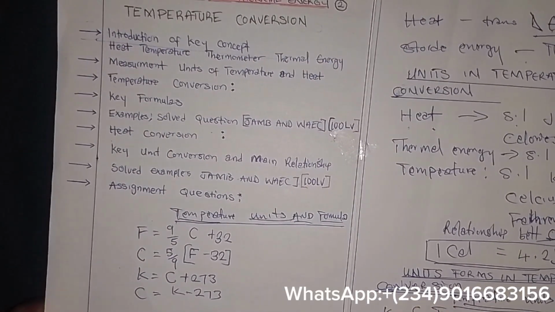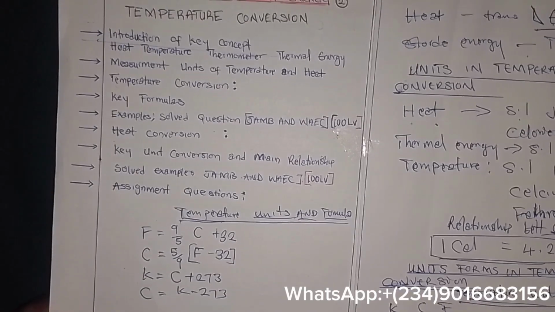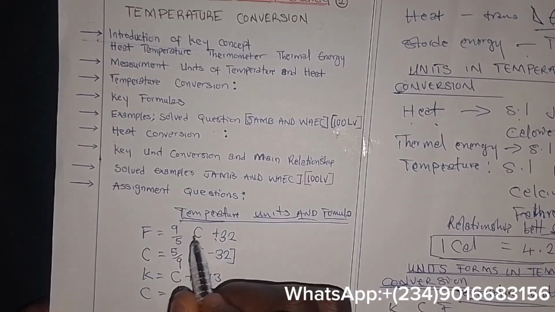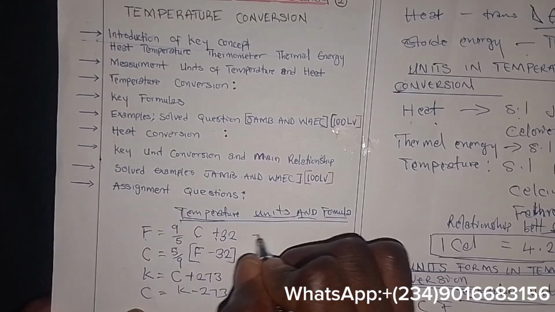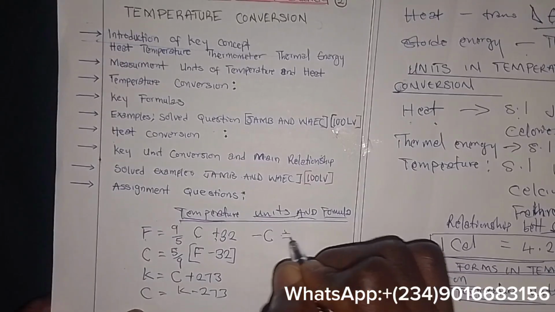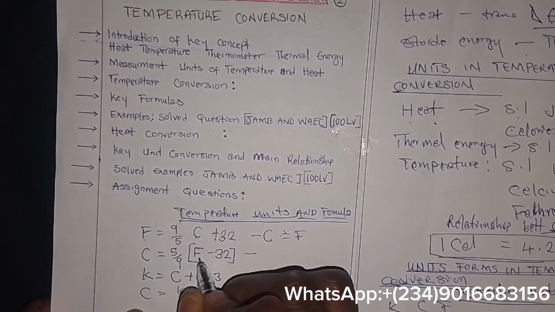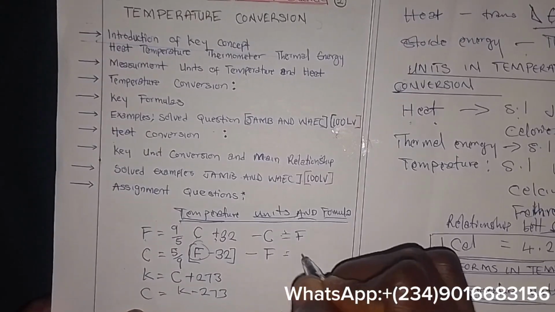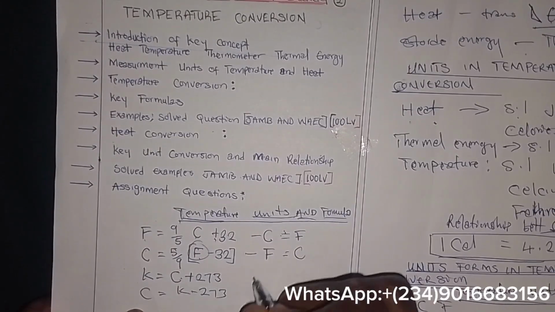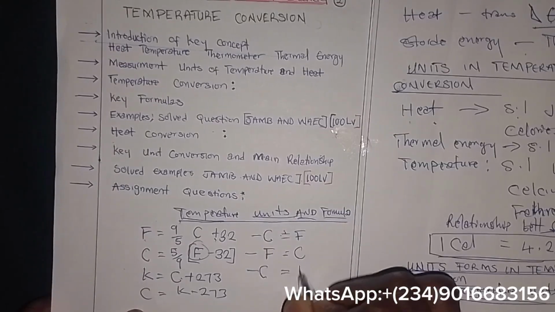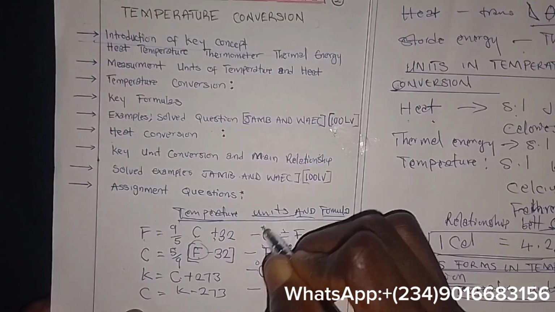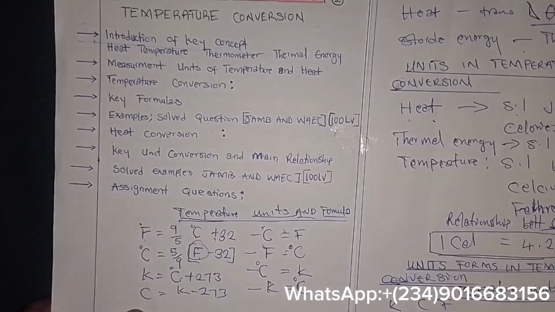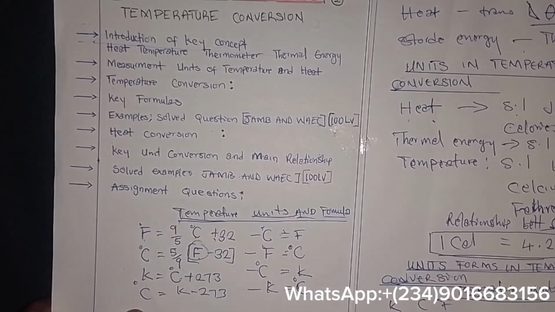So take notes. The first formula is used when you are given degrees Celsius and you are asked to find Fahrenheit. This one is used when you are given Fahrenheit so that you find degrees Celsius. This one is for converting degrees Celsius to Kelvin. This one is for converting Kelvin to degrees Celsius. Make sure you always include them, and never forget this.